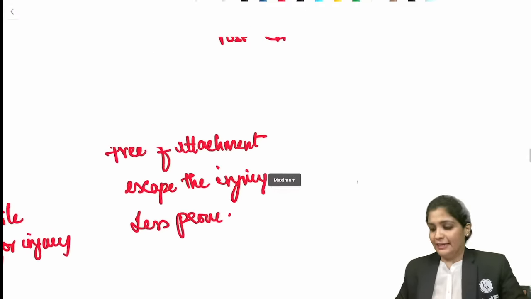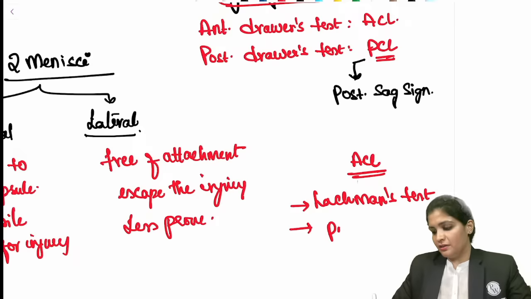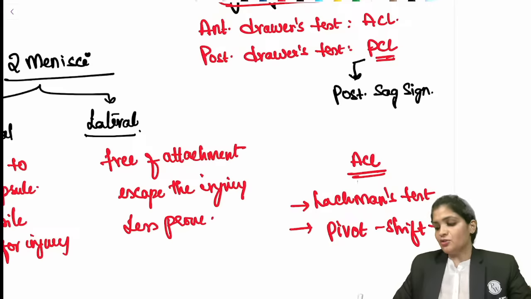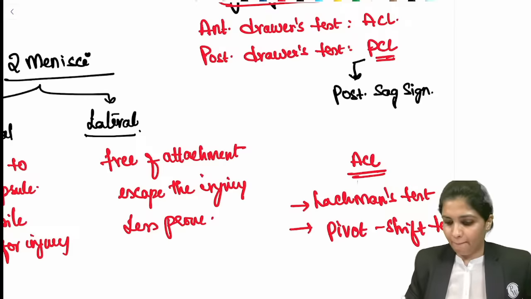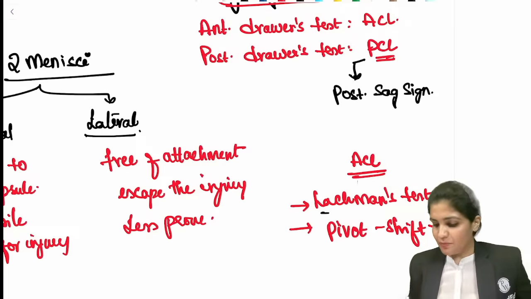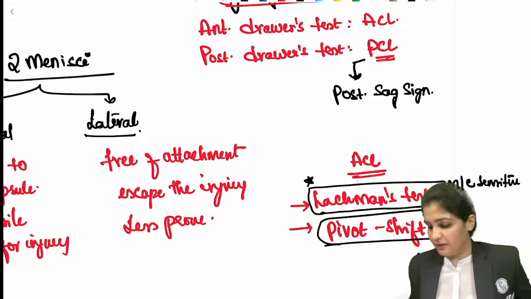Here in the ACL, we have one more important test called the Lachman's test, and there is the pivot shift test, right? Lachman's and pivot shift test. So now coming to the most sensitive: which one is the most sensitive? Lachman's is the most sensitive. Why is it called most sensitive? And pivot shift is most specific, right?